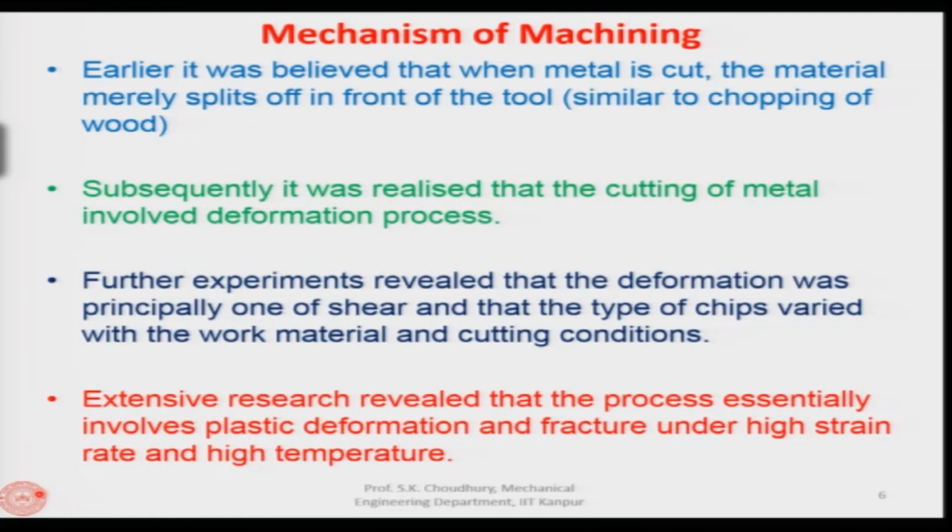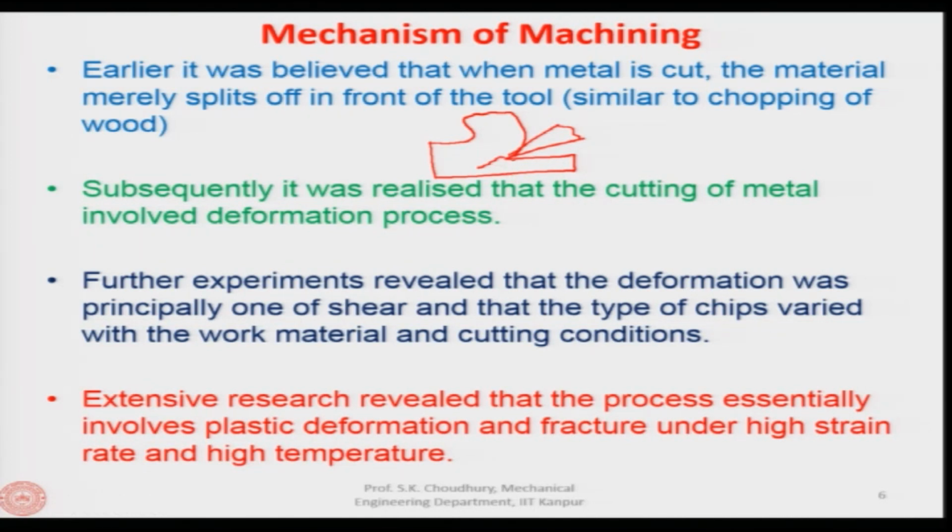Let us look at the mechanism of machining, how we can explain it. Earlier, in the very beginning, it was believed that when metal is cut, the material merely splits off in front of the tool. That is similar to the chopping of wood. Suppose we are chopping a wooden piece with an axe. Earlier it was believed that a crack is formed and the crack is propagating, and that is how the material is segregating in case of metal.